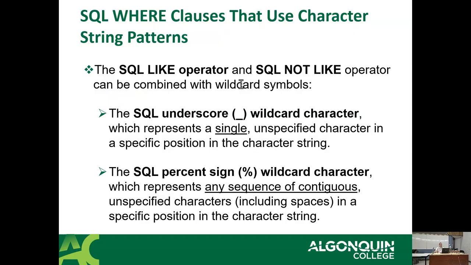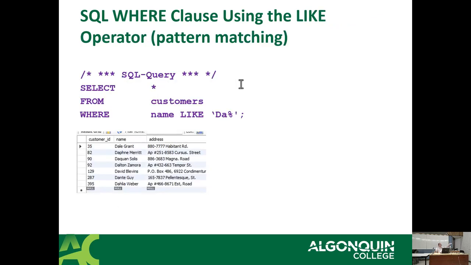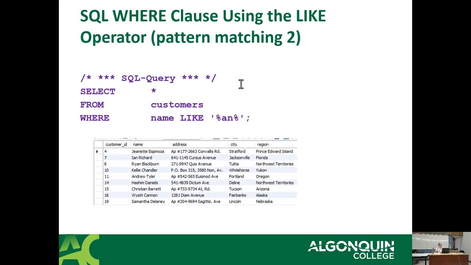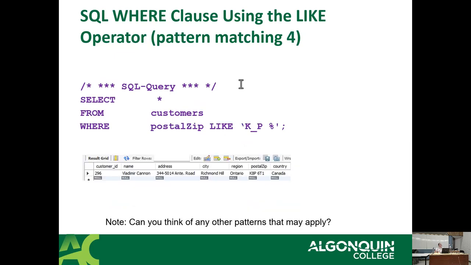So that's pattern matching. This is showing anything that starts with DA and has AN anywhere in it. This is stuff I was just talking about. Here's the example of anything K something P. So that'd be K2, K1, K3. That'd let you match postal codes.